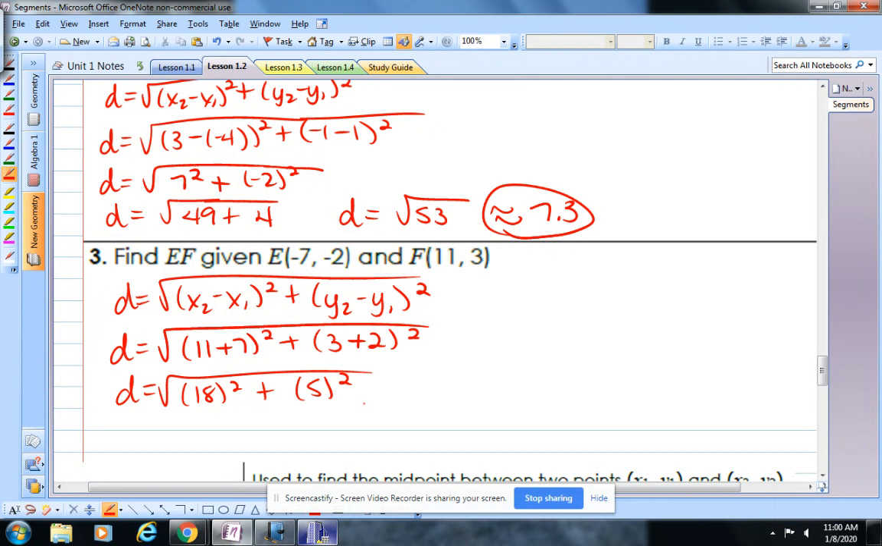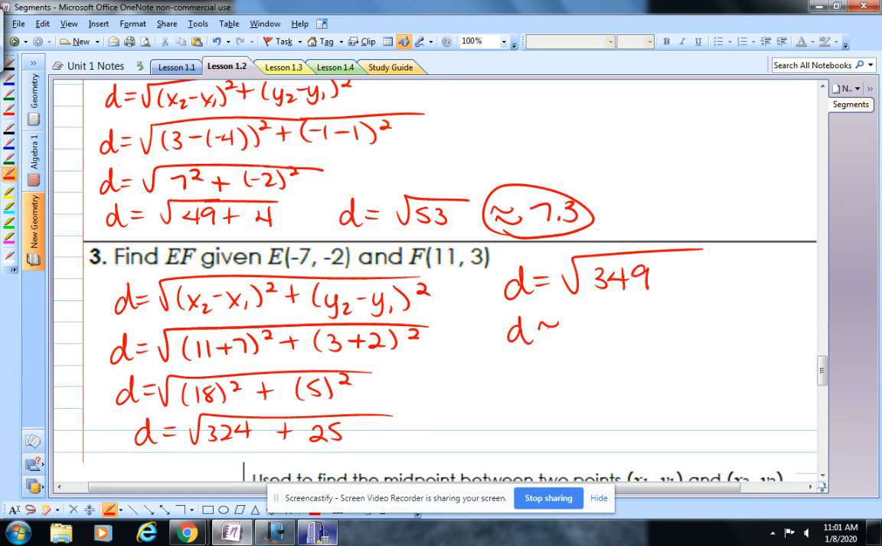Did y'all get that? What is 18 squared? 324. What's 5 squared? We're thankful for calculators. So I add those together and I get the square root of what number? 349. And you take the square root. Approximately what? I trust you. Raise your hand if you got D is approximately 18.7 units. Any questions? All right, one last thing I want to show you today, and that is midpoint formula.